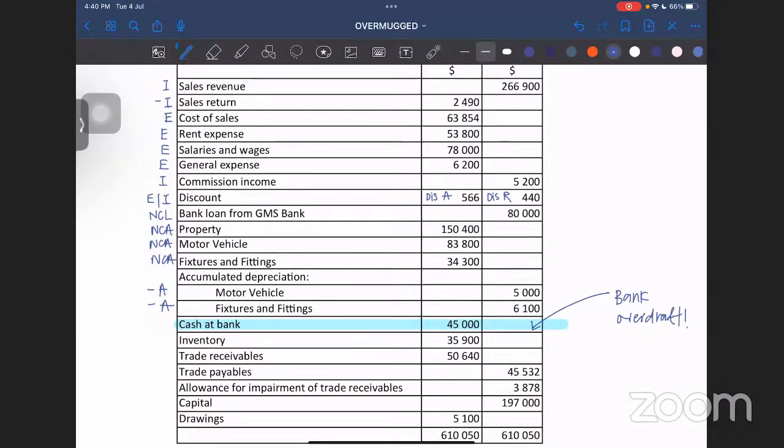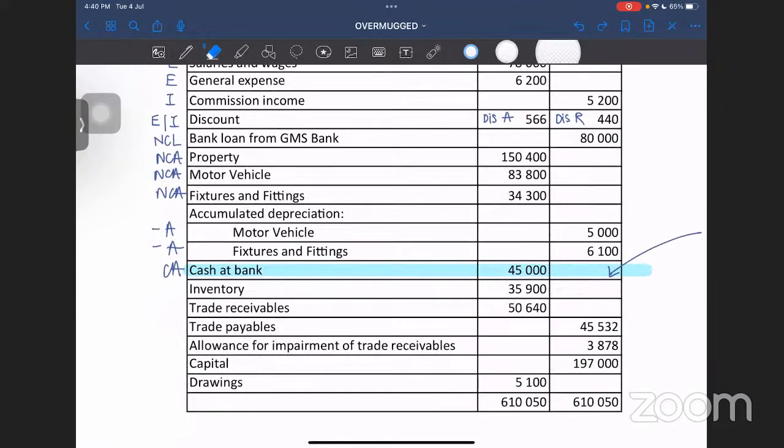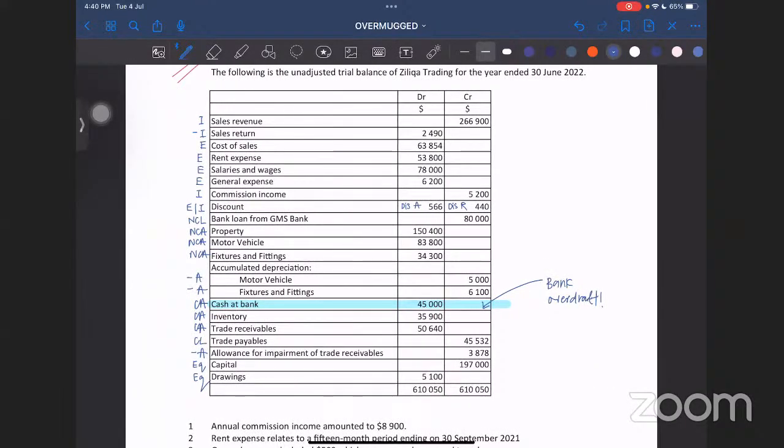So for here, it will be a CA. If it happens to be at the credit side, it's a bank overdraft, and that will be a current liability. Okay, move on. CA, CL, allowance, contra asset. Capital and drawing, these two I normally just label as EQ, equity for short. So from now we are good to go to adjust.